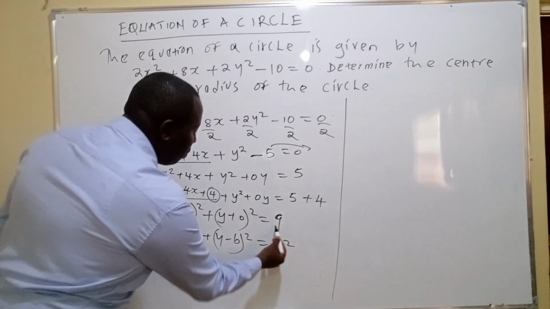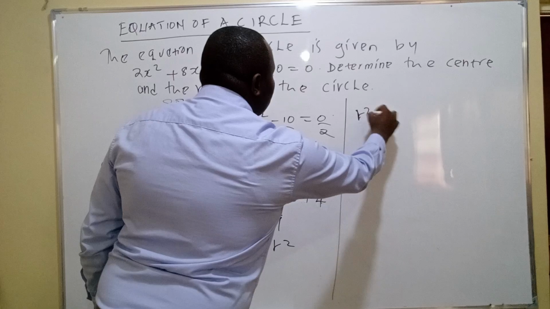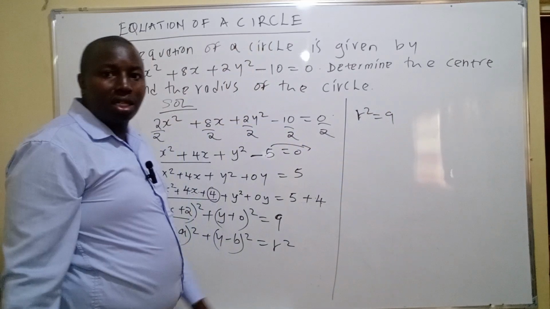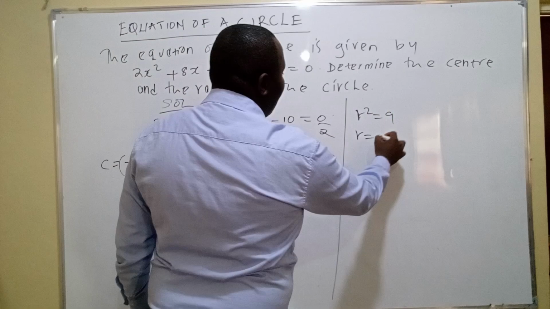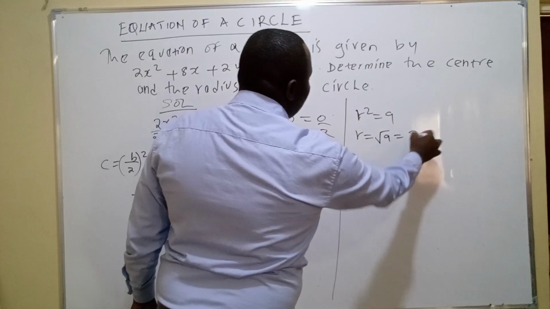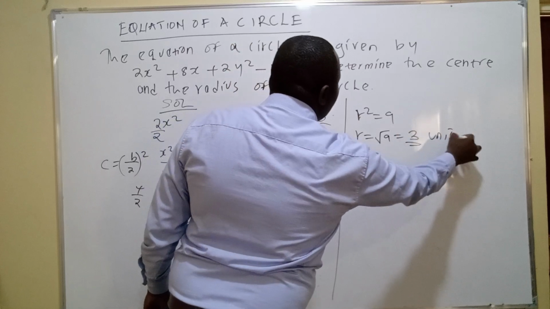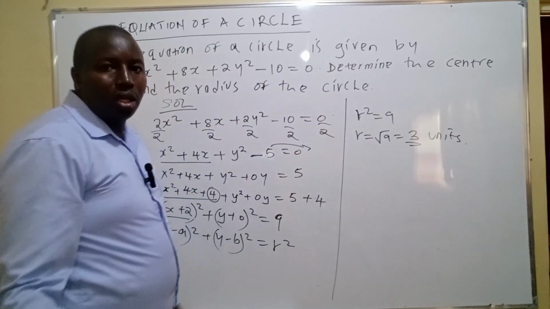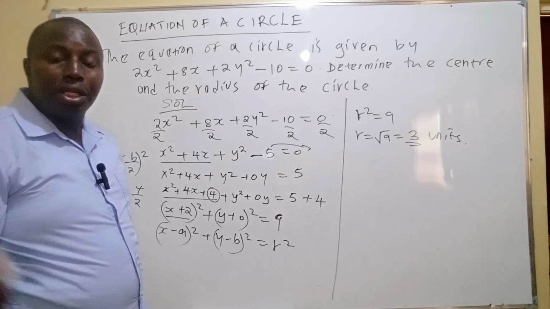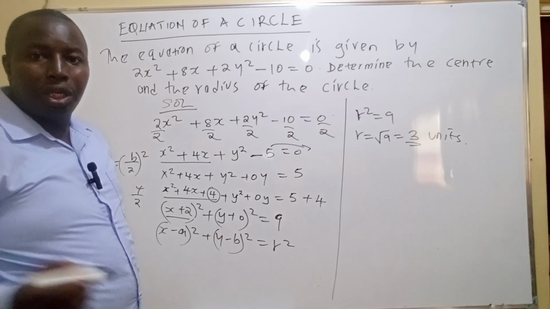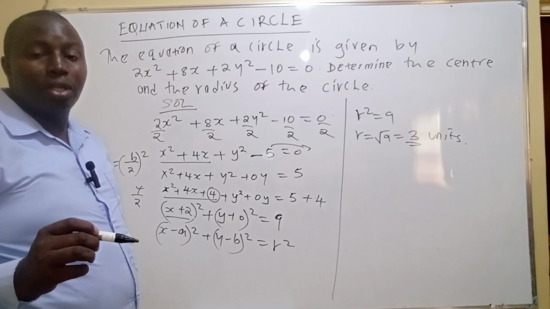In our case, our r squared is equal to 9. So what is r? R is equal to the square root of 9, which is equal to 3 units. The value of r is equal to 3 units.